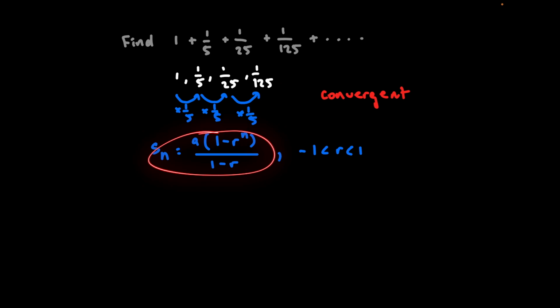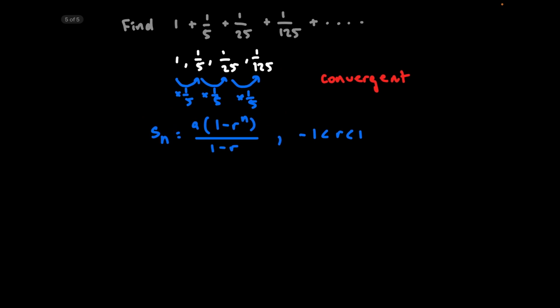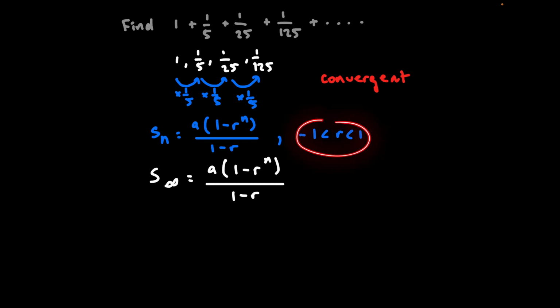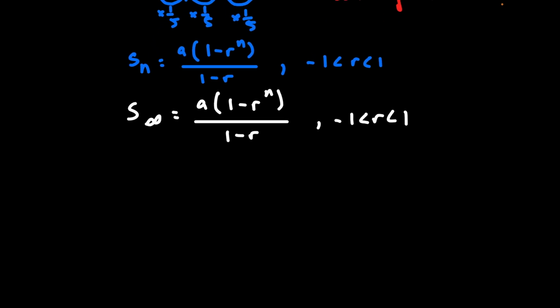So now that we have this formula, let us identify what happens if we take the sum of all the terms all the way to infinity. That would simply equal a times 1 minus r to the power of n, all over 1 minus r, and again, r must be between -1 and 1. Now n is infinity, so we can replace the n with infinity here.